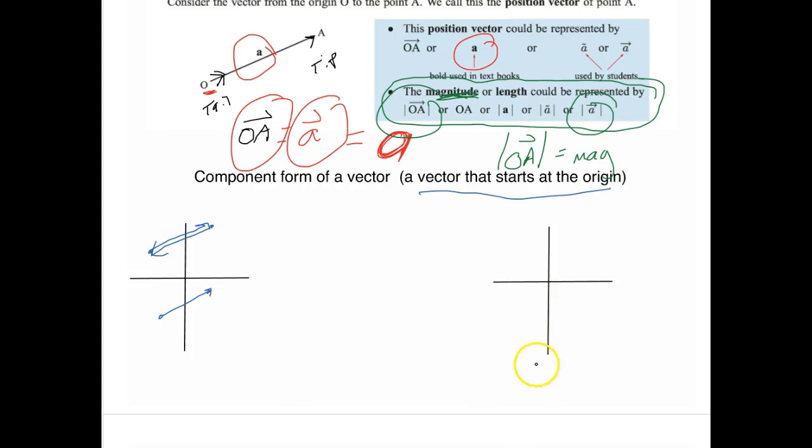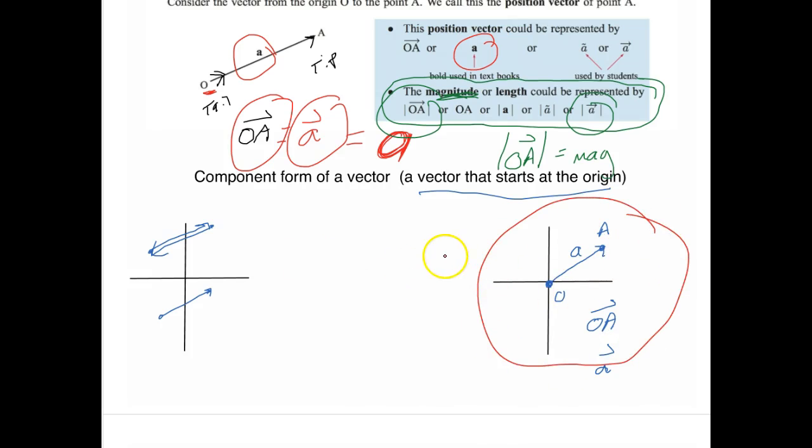But when you have a vector that starts at the origin O here, and goes to some point A over there, it's a vector in component form. And we like those. Those are our favorites. That's vector OA or vector A. So this is component form. And this is not.